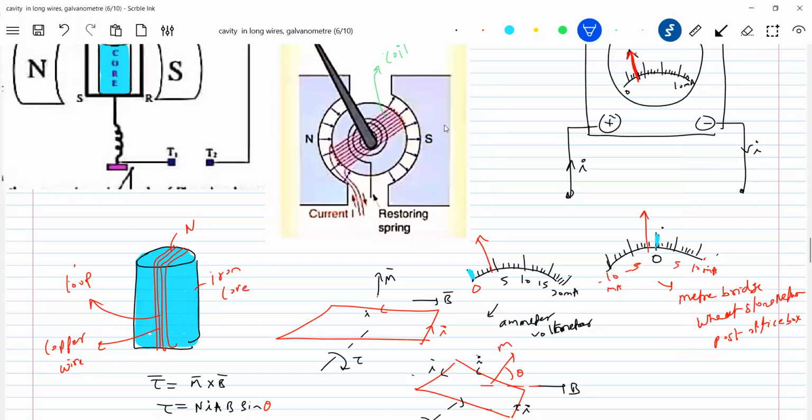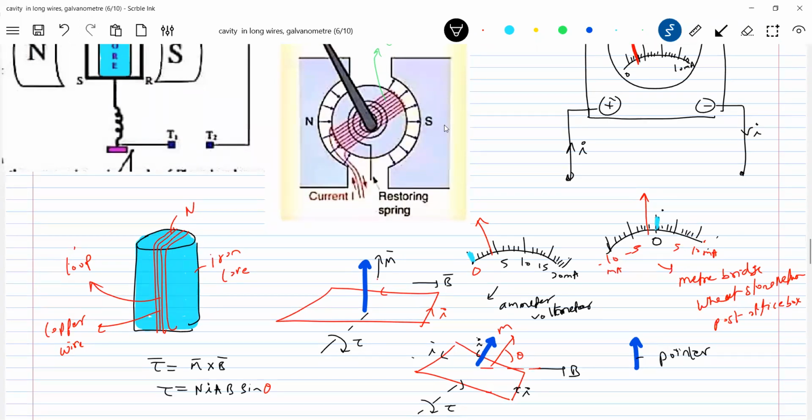Somewhere at the midpoint, the pointer will be connected. So as the loop rotates, what will happen to the pointer? The pointer is also going to rotate, no? Trying to see the mechanism. So what is that green color? This is the pointer. As the loop rotates, the pointer will also rotate. So now shall I say somehow I brought some deflection of the pointer? Getting now?